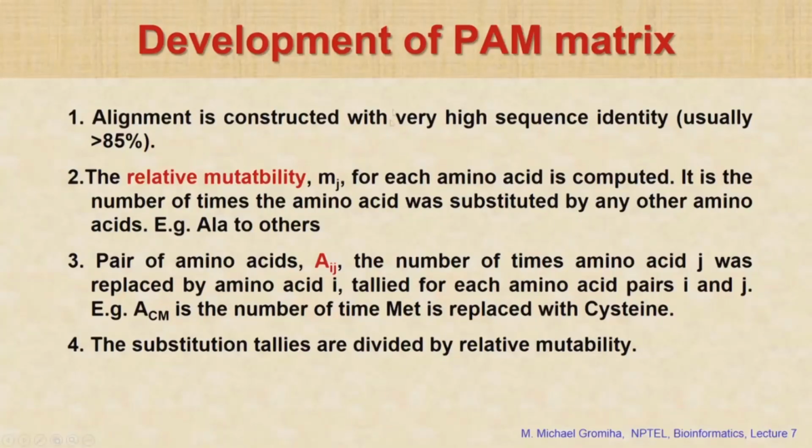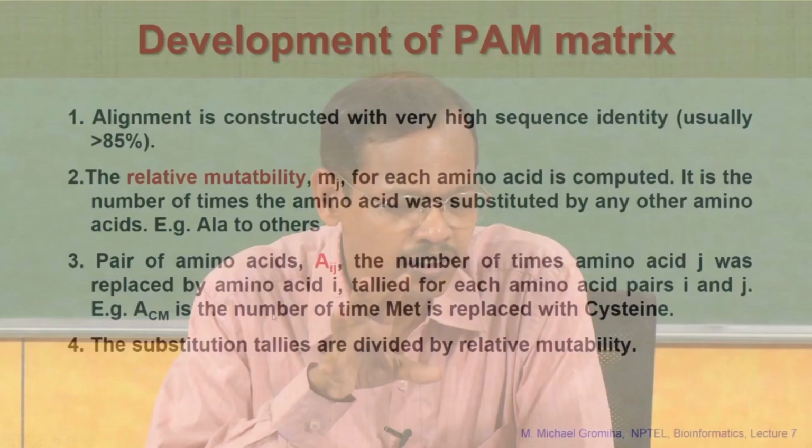So, here we show the relative mutability for each amino acid, that is, how many times, say, alanine is mutated to others. And the second one, we need to see the exact mutations, for example Aij, how many times I is mutated to J. For example, ACM is the number of times methionine is replaced with cysteine. Likewise, you can see the relative mutability of any amino acid.